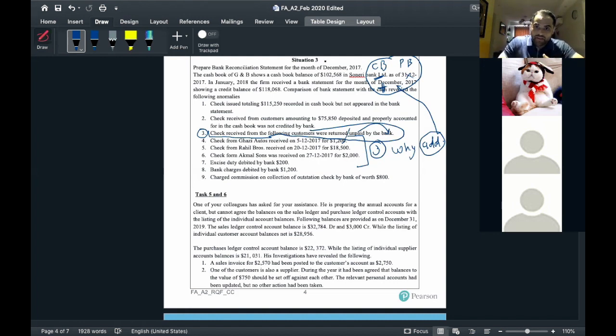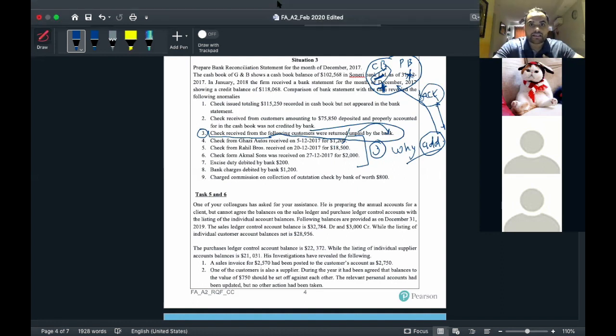So when we write this check, we are writing a check to a customer, which means money out, right? But the bank returned it, so no changes in the passbook. So in order to make the balance equal, we add them back, right? We add them back. So that's why we are adding these 3 transactions, right?